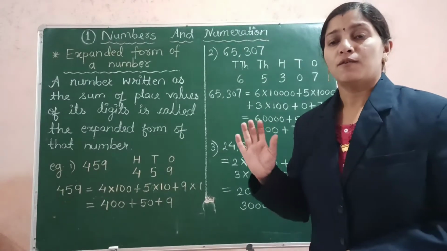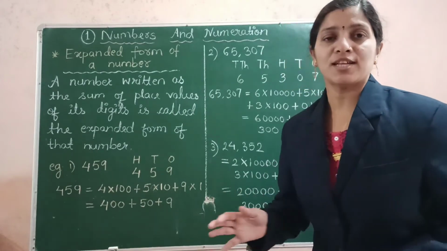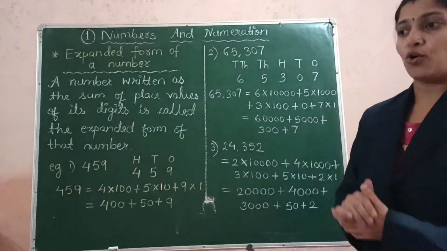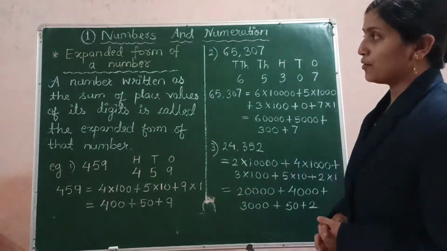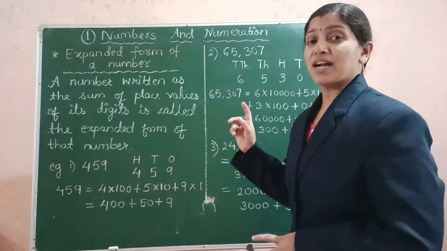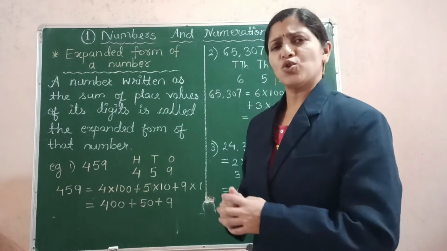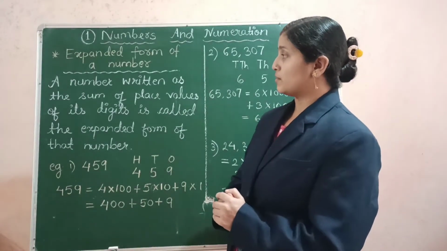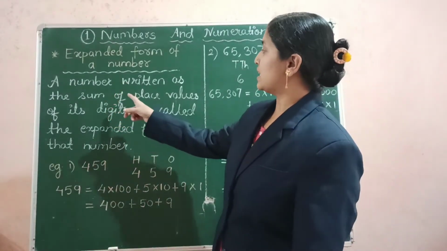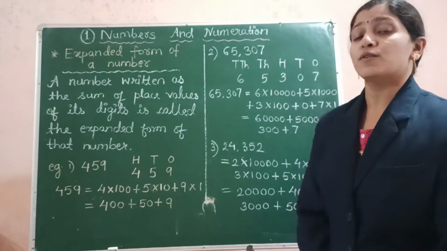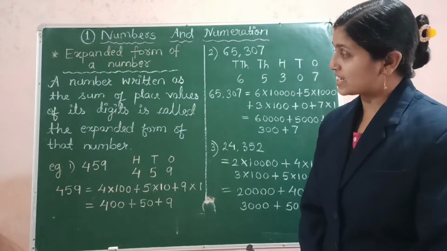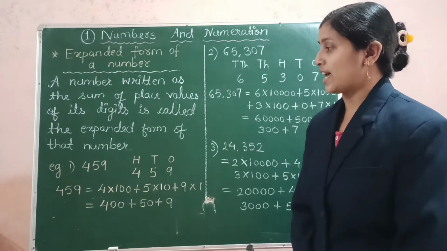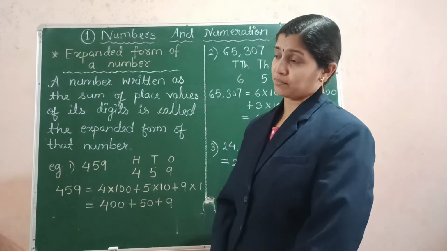We saw the face value as well as the place value of the number or any digit. Now we will see the expanded form of a number. So what is this expanded form? Expanded form of a number means a number written as the sum of place values of all its digits. It is called as the expanded form of that number.